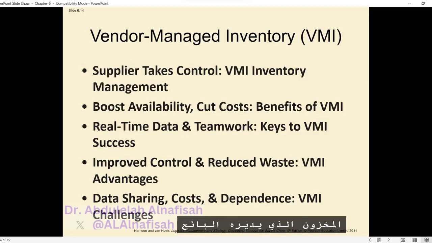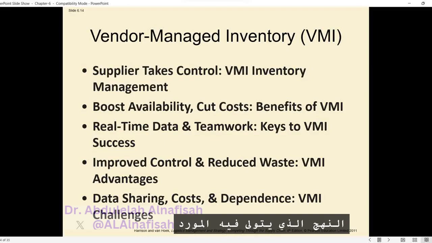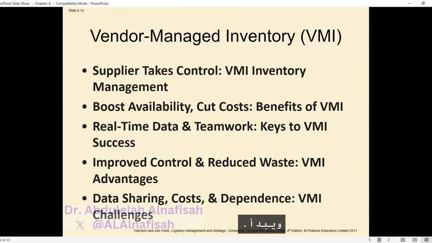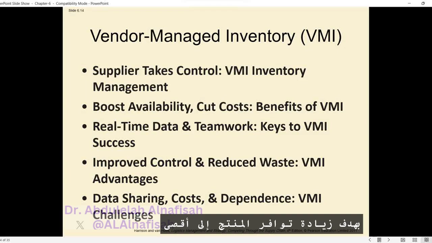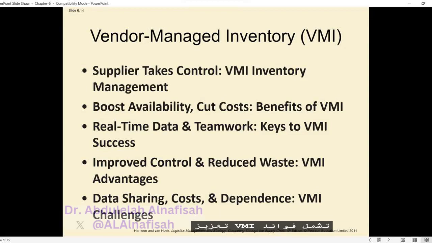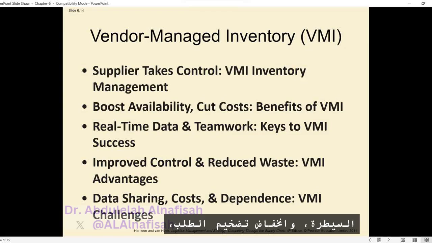Vendor-managed inventory (VMI) is an inventory management approach where the supplier takes charge of managing and replenishing inventory based on the customer's sales and inventory levels. The supplier monitors this information and initiates replenishment orders, aiming to maximize product availability while minimizing inventory costs. Effective teamwork, supported by real-time demand data transmitted through electronic data interchange (EDI) or internet-based applications, is crucial for VMI success. Benefits of VMI include enhanced supply chain control, reduced demand amplification, and the potential to shift from traditional push scheduling to pull scheduling based on actual demand.